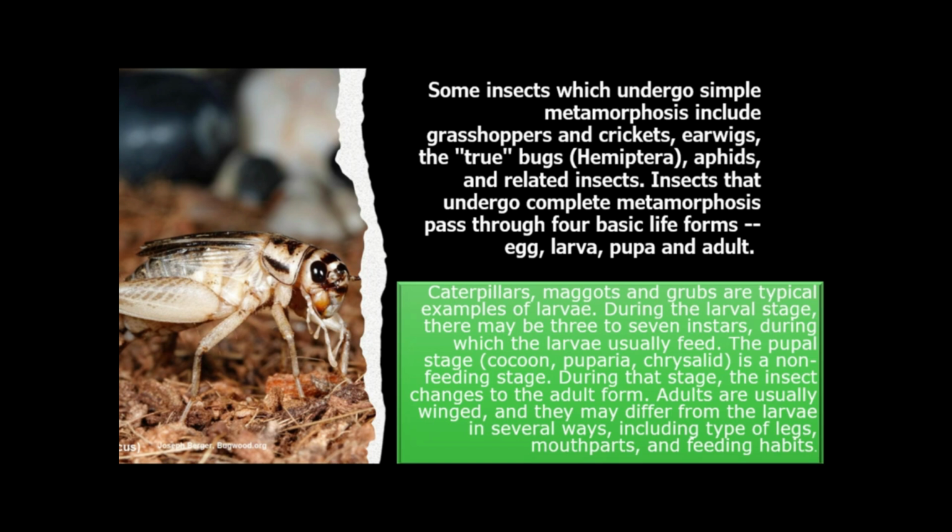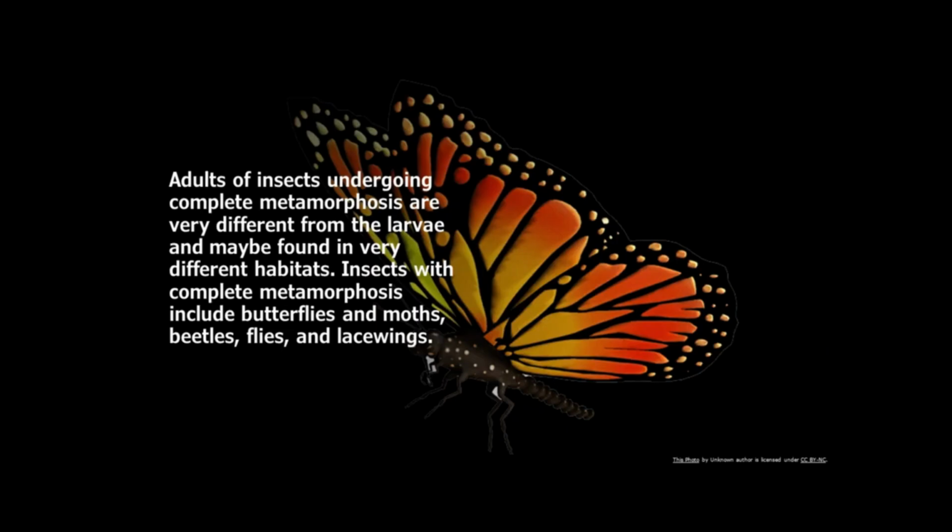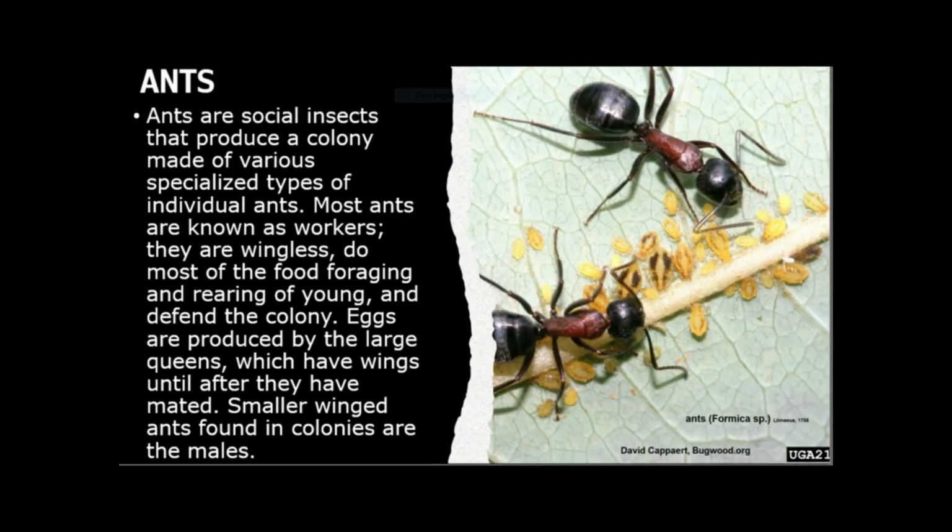Adults are usually winged, and they may differ from the larva in several ways, including type of legs, mouth parts, and feeding habits. Adults of insects undergoing complete metamorphosis are very different from larvae and may be found in very different habitats. Insects with complete metamorphosis include butterflies and moths, beetles, flies, and lacewings.